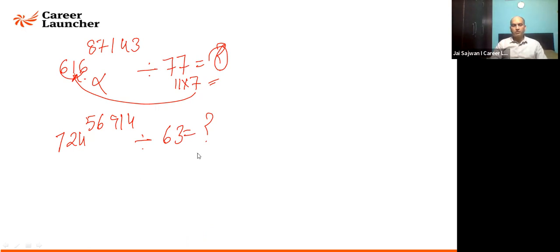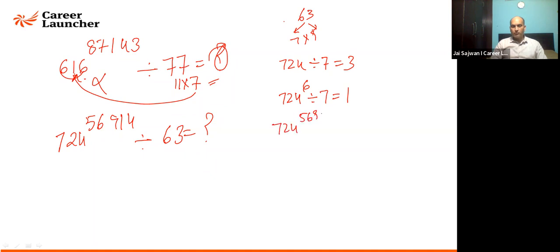I think I should try answering this now. So 63 needs to be divided into 7 and 9. So let's start: 724 divided by 7, remainder is 3. As 7 is a prime number, I can say 724 to the power of 6 when divided by 7, remainder is 1. As we know, the power is 56914, I'll divide by 6. Let's look at this.